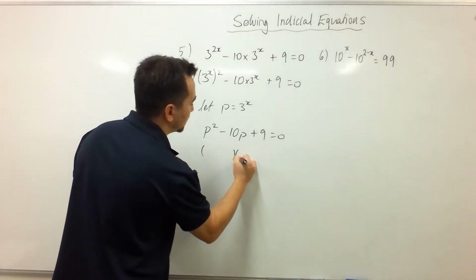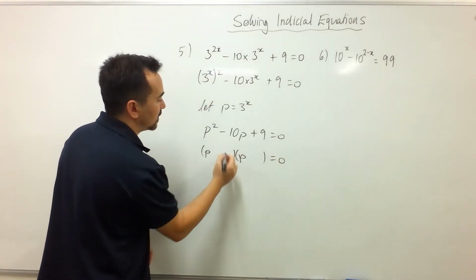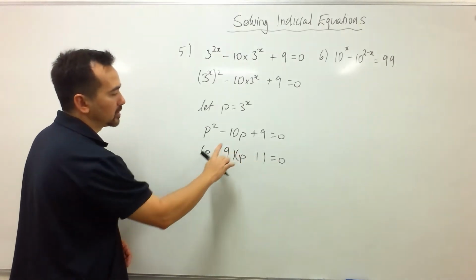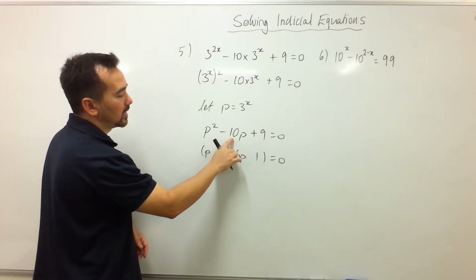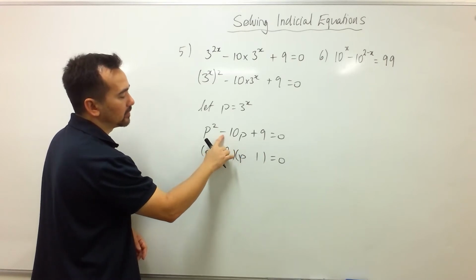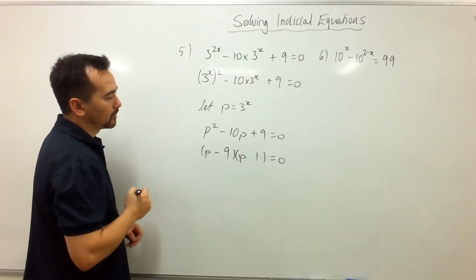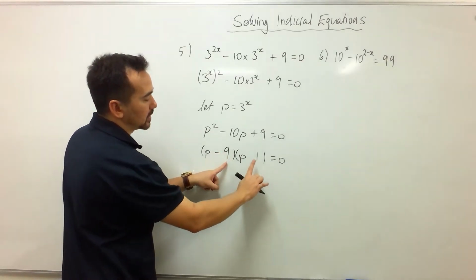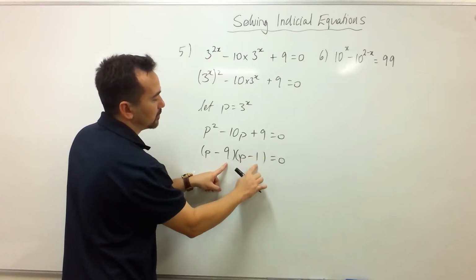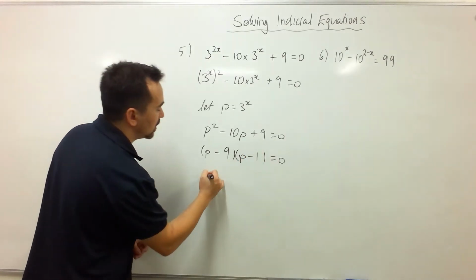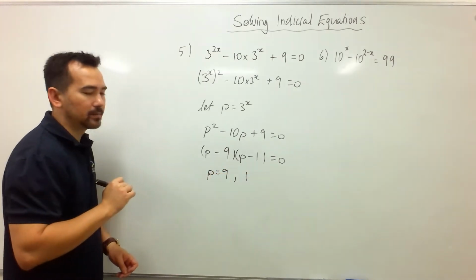So factorizing, we get p's in. Factors of 9 are 9 and 1. I'm trying to make the number negative 10, and the rule is that if the middle term is negative, then the larger between the 9 and 1 gets the negative. A negative 9 times a negative 1 makes a positive 9. So p is equal to 9 and 1.